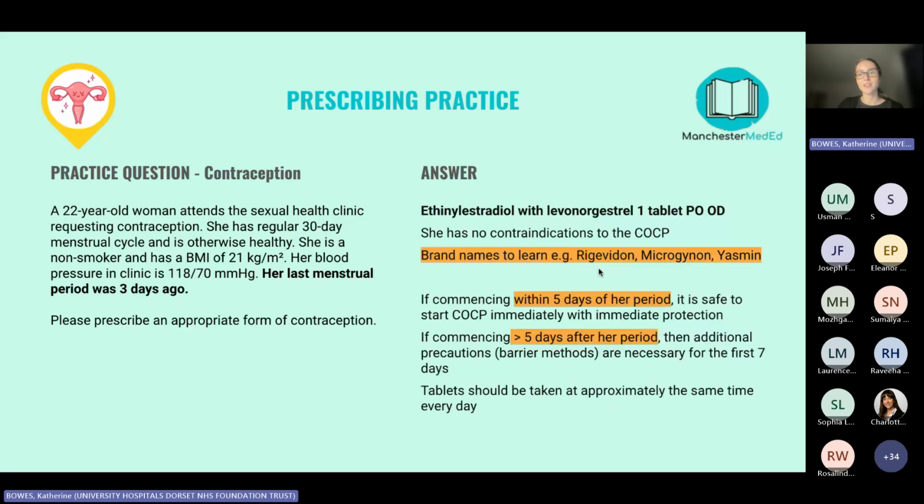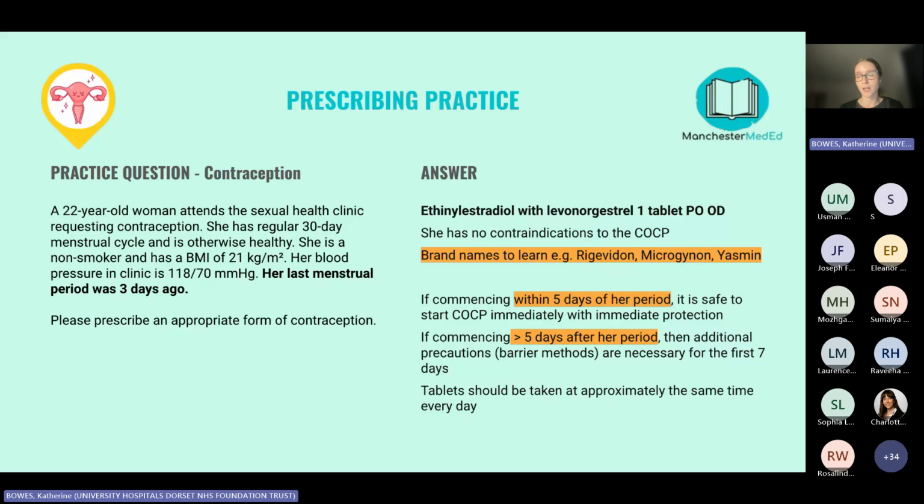Okay. So one of the appropriate answers here, because there would be many, would be this version of the combined oral contraceptive pill. So 1 tablet, oral route once a day. Brand names that I've mentioned previously that I think will speed up answering this question would be Regevidon, Microgynon, Yasmin. If you just learn 1 or 2 of those, I think it goes a long way.